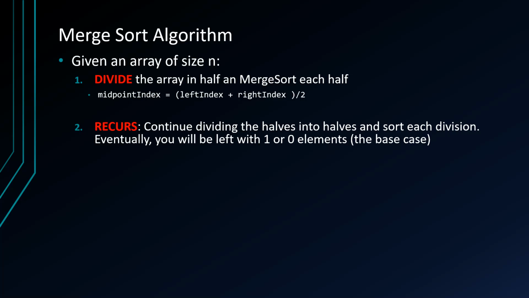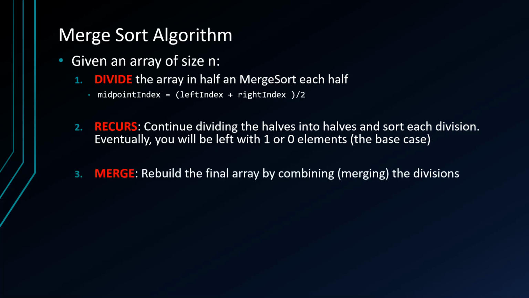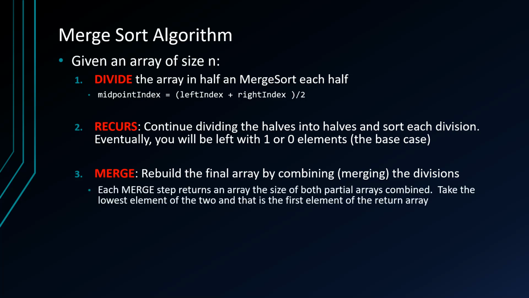So therefore, we can return our sorted set up the recursion. Once we return that back up, the next step of the algorithm is to merge our already sorted halves. So we're going to rebuild the final array by combining or merging the divisions, the sorted divisions, I should say. Each merge step basically returns an array the size of both of the partial arrays combined.